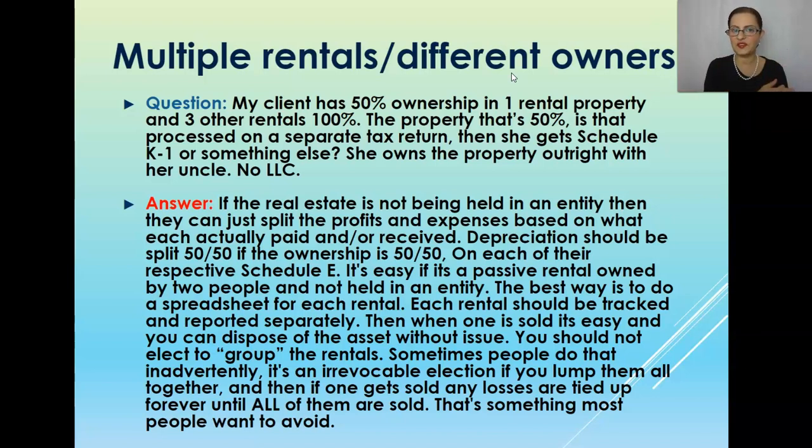The client had 50% ownership in one rental property and owned the other three rentals outright, 100%. For the property that's 50%, the preparer was asking, how should we do this? Should we process it on a separate tax return? Does she get a Schedule K-1 or something else? She owns the property outright with her uncle. No LLC. So none of the properties were actually being held in an entity, and that actually makes things so much easier.